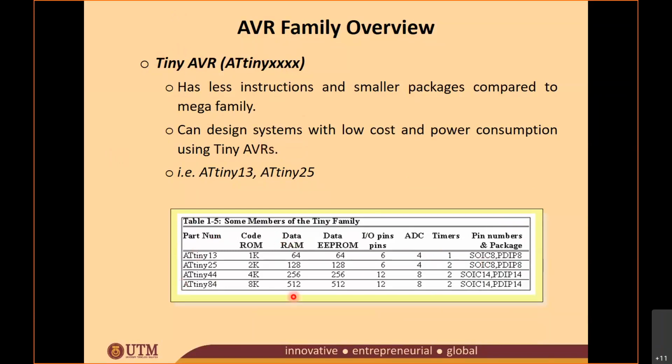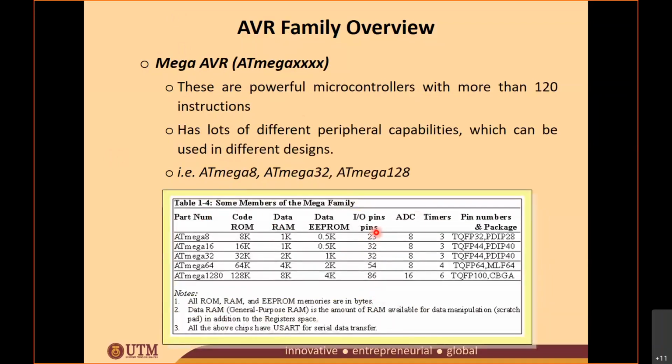Okay, so this is the part number. Okay, and size of ROM, berapakah bilangan input output. You see here, okay, since this is a tiny, nampak dia punya bilangan input output paling banyak pun 12. Yang tadi mega 23 paling sikit, paling banyak 86 input output. So kamu boleh connect 86 sensors to this IC.